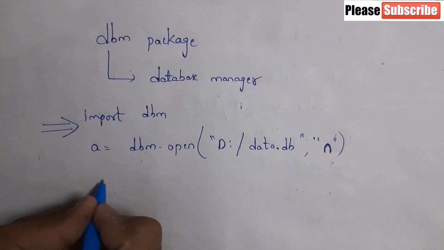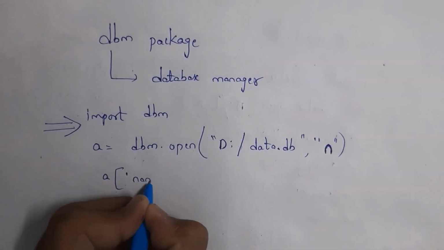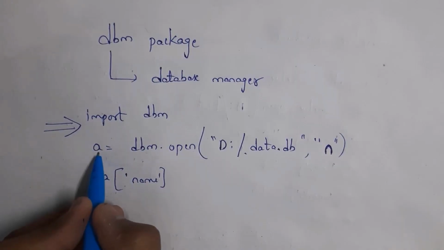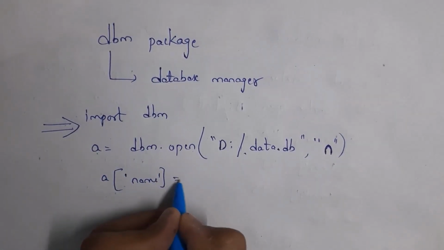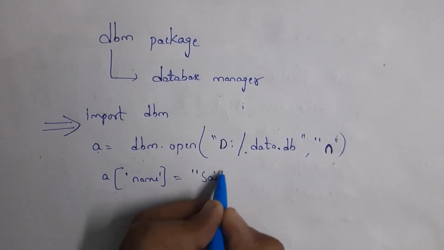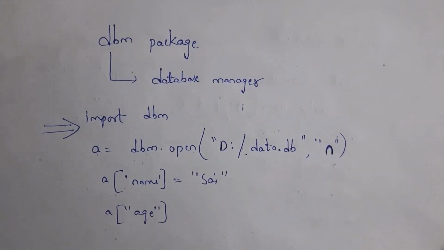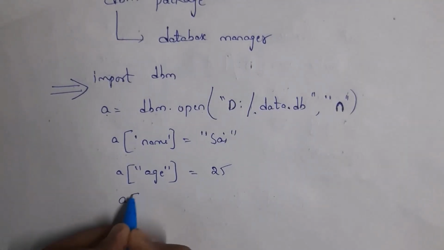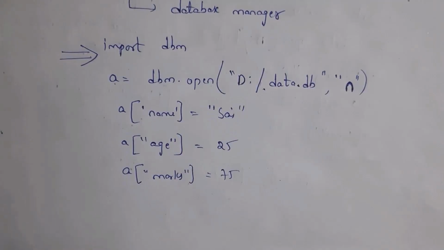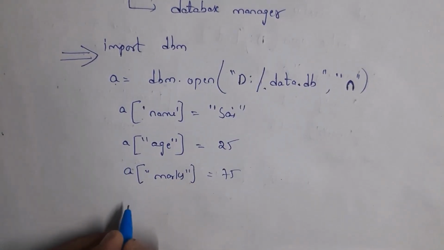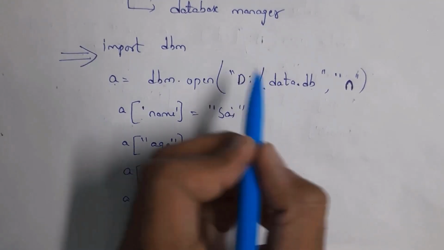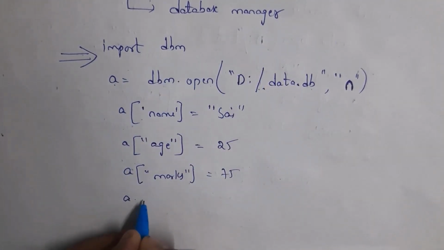And next I want to add data like name Sai. My database is present in object A, so write here a of name equal to Sai where Sai is a string. So take quotations. And similarly a of age equal to 25, a of marks equal to 75. After performing this operation, at last we need to close our database. My database is present in object A, so just write here a.close.